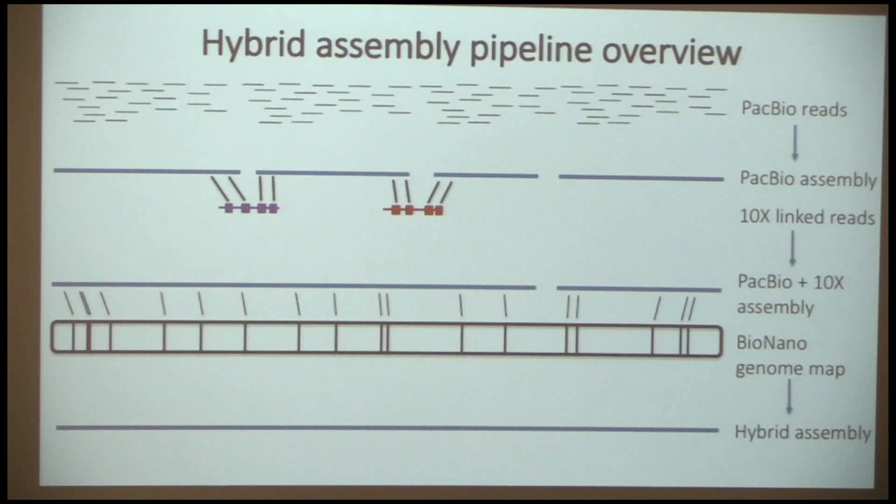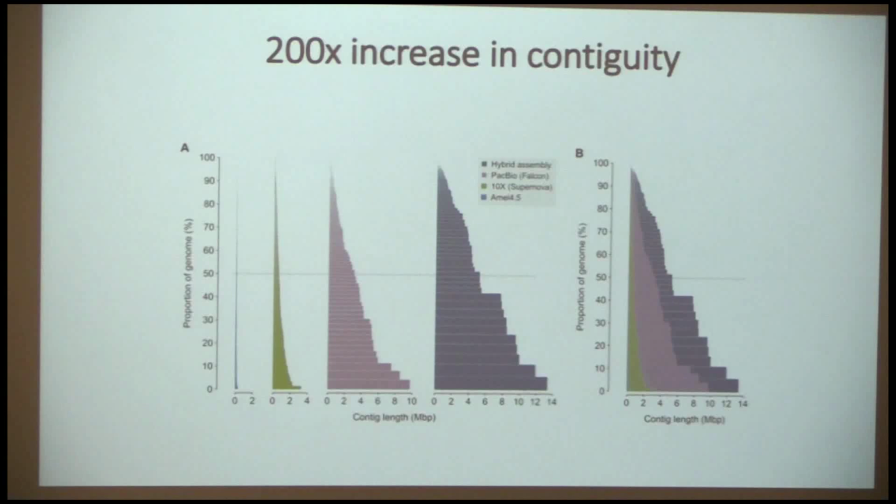And these are the results. It's just a summary of what you get. So the honeybee genome was published about 10 years ago using Sanger sequencing. And the N50, or the average contig length, was about 50 kb. And now we've made it about 200 times longer using this.